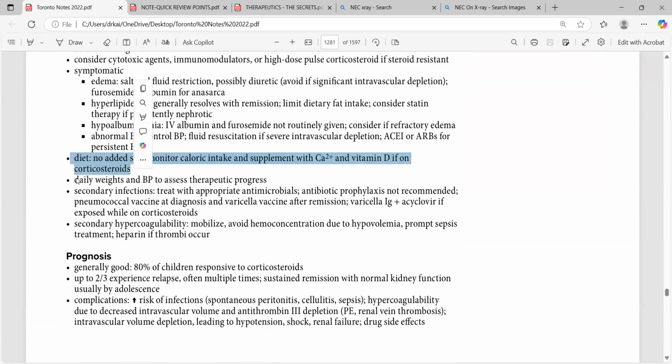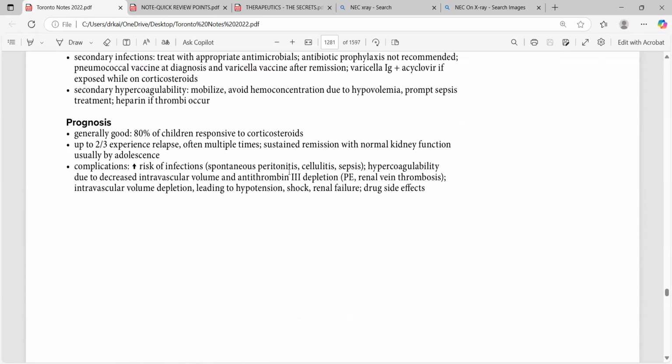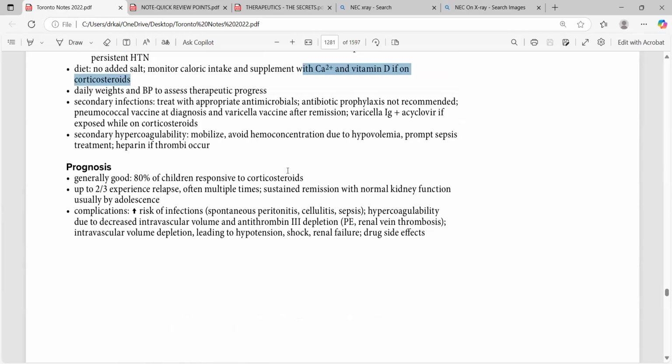What about diet intake? Supplement with calcium and vitamin D if on steroids. Anyone who is on steroids, always think of giving calcium and vitamin D along with them. What about vaccination? Antibiotic prophylaxis is not recommended. Pneumococcal vaccine should be given at diagnosis and varicella vaccine after remission.